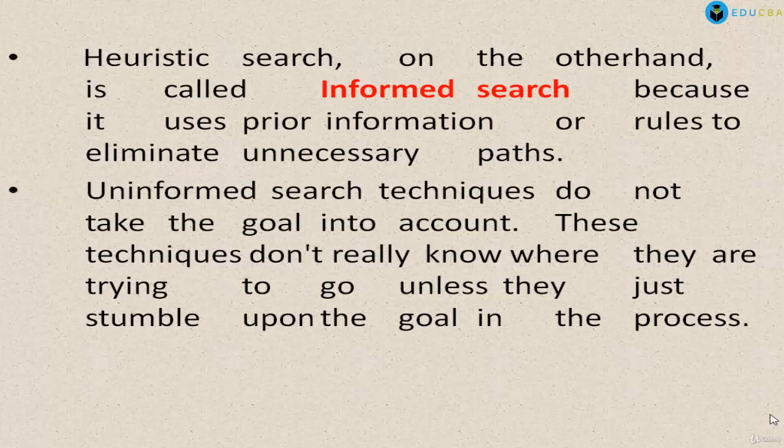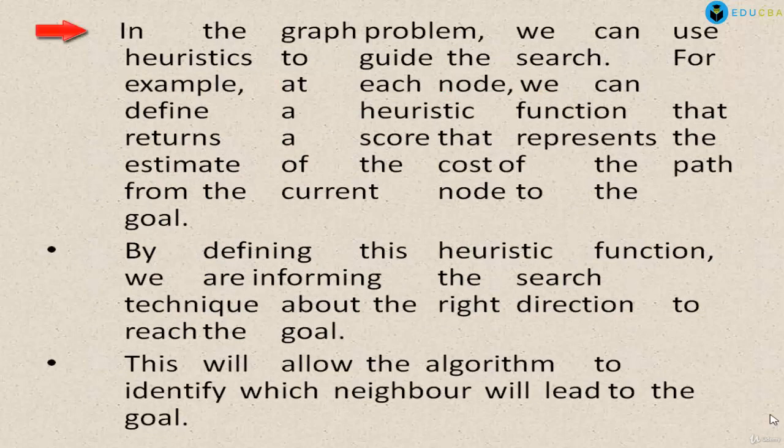So we can say now that heuristic search, that is informed search, is speeding up our process because it is eliminating some options and we have to go through only a few options which are required for solving our problem. So that is heuristic search. In a graph problem, we can use heuristics to guide the search. For example, at each node we can define a heuristic function that returns a score that represents the estimate of the cost of the path from the current node to the goal.